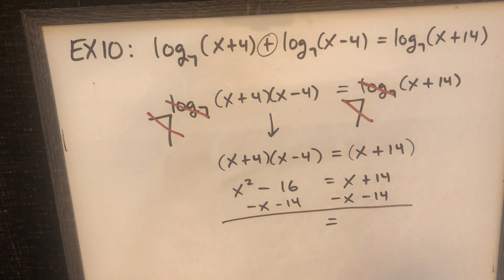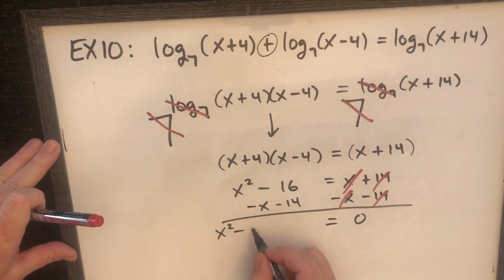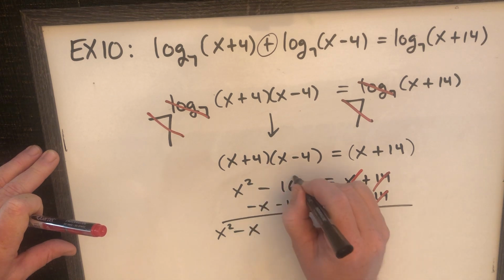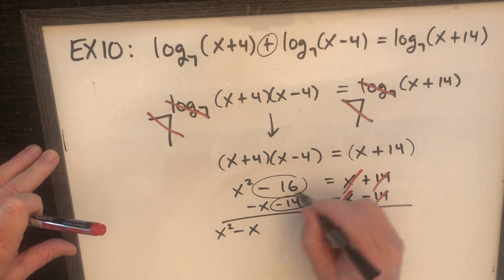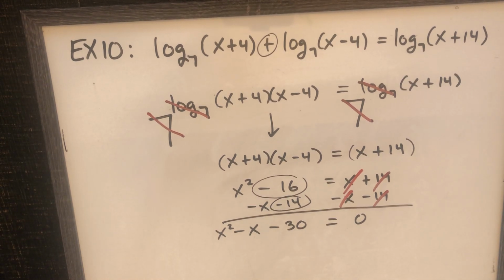So all of this is going to cancel out. We're going to get 0. Over here, we're going to get x squared minus x. Now be careful here. This is a negative 16, and this is a negative 14. So that's negative 30. All right. Oh, we got lucky.